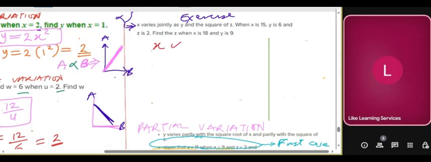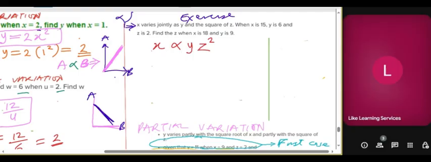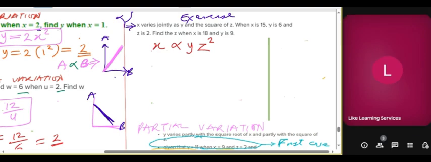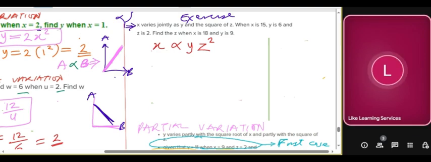X varies jointly as y, that's directly as y, and the square of z. Do you understand? This one is not inverse, still directly the square of z. Does it make sense? Yes. X varies jointly as y and the square of z, so both of them are direct variations. So x is directly proportional to y and also directly proportional to z squared.